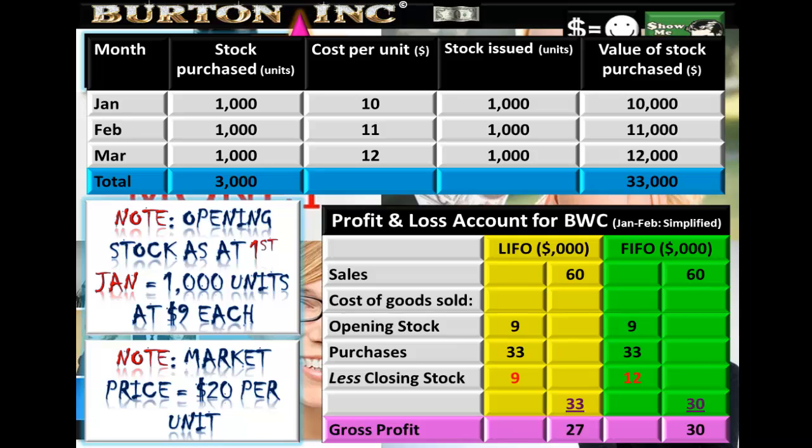So what's the key thing to take away from this example? LIFO, you are going to be left with your older, cheaper stock at the end, so that valuation is going to be lower. FIFO, you're getting rid of your older stock, you're leaving yourself with the newer stock. Your stock valuation at the end is going to be higher.